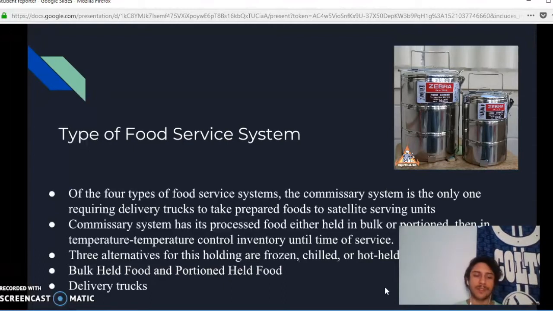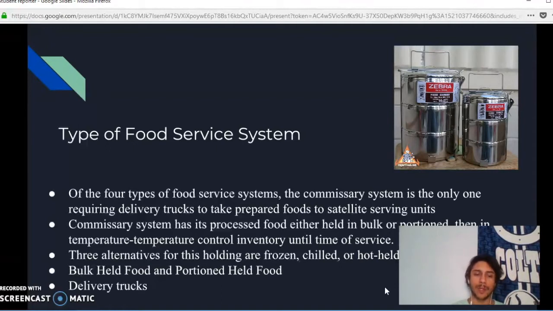Bulk held food is placed in a 12-inch by 20-inch counter-sized pan for freezing storage so that the food can be reheated and served in the same pan. It can also be chilled and hot held in heavy containers where the lids are securely clamped to avoid spillage.